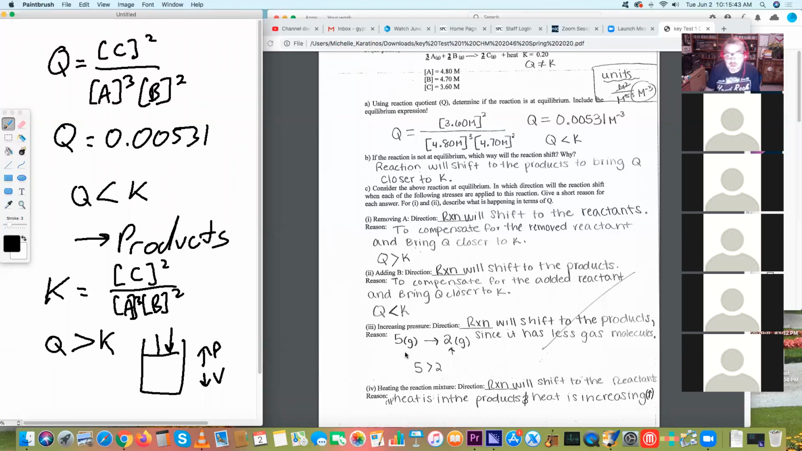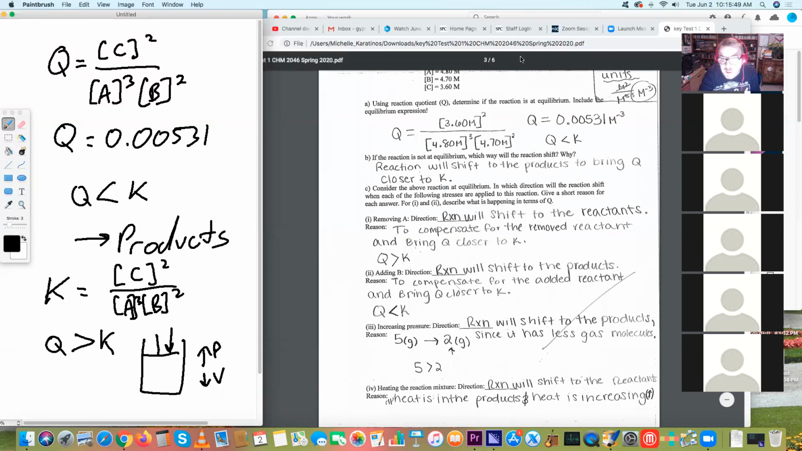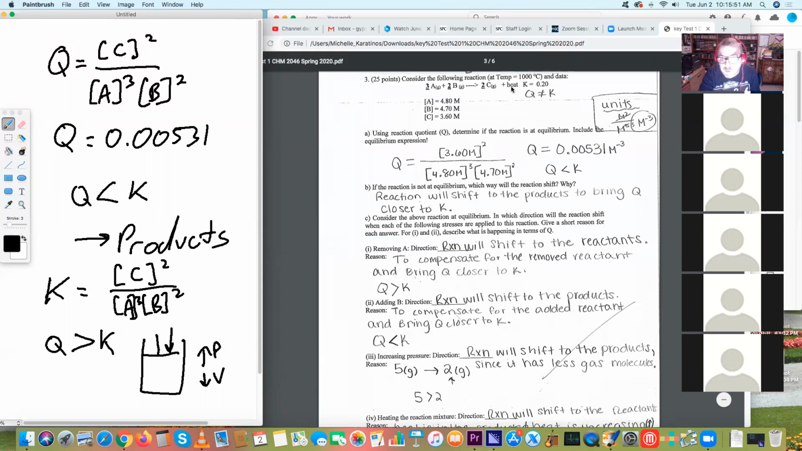The last one is somewhat confusing, or can be somewhat confusing, when we're talking about the heat here in the reaction. We're talking about this heat up here. Whoops, this heat here.